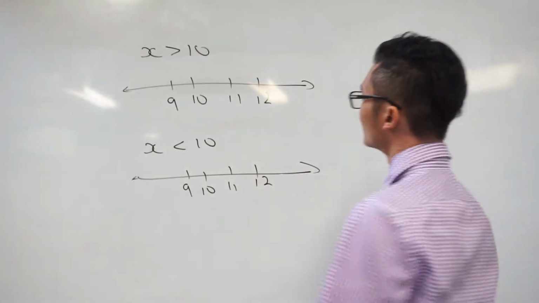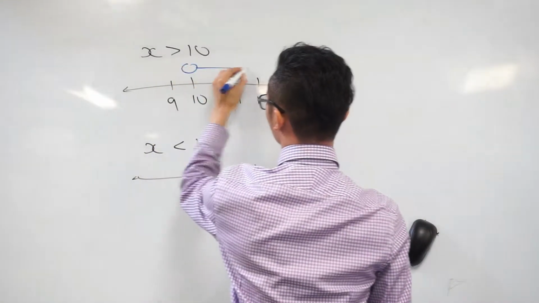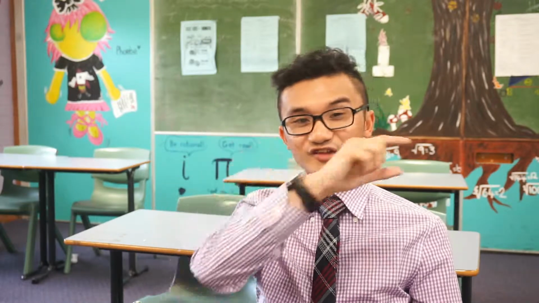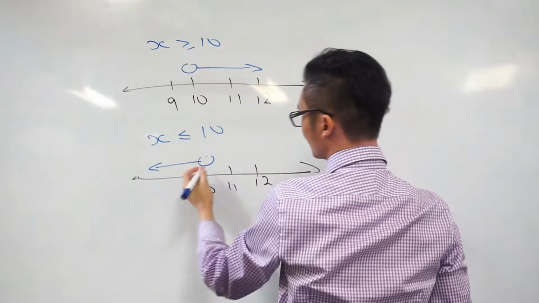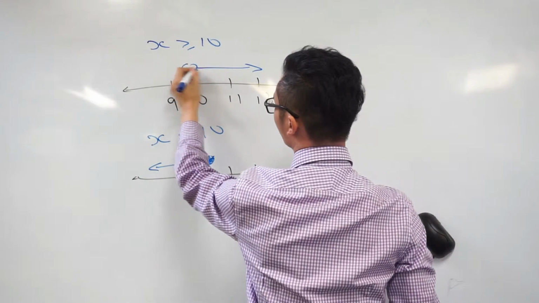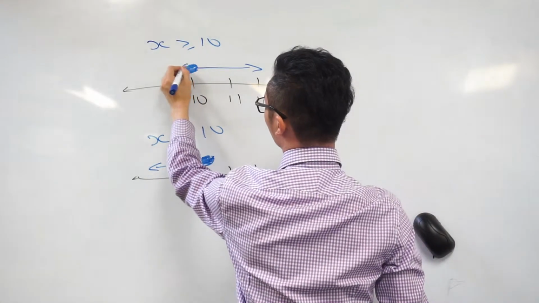When drawing the inequality on a number line, we want to remember that the arrow goes in the same direction as that inequality symbol. So for example, if I have x greater than 10 again, that arrow is going to be in the same direction as that greater than symbol. Also, don't forget that if you have an equal to, you need to be filling in that circle. But if you're not taking that value, so just x greater than 10, we leave it as an open circle.